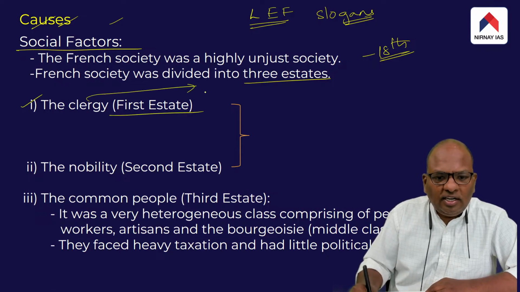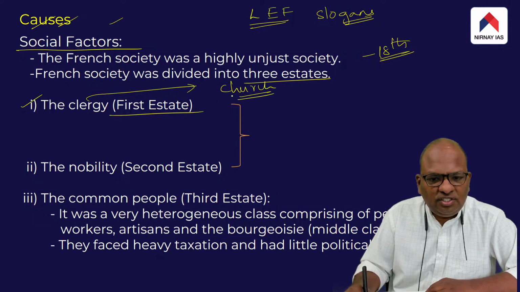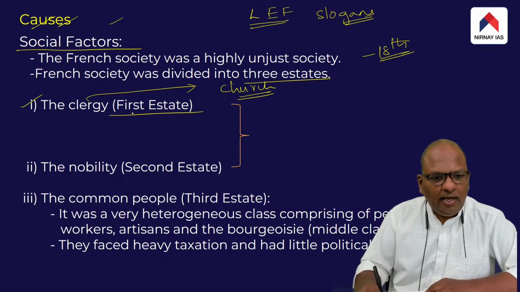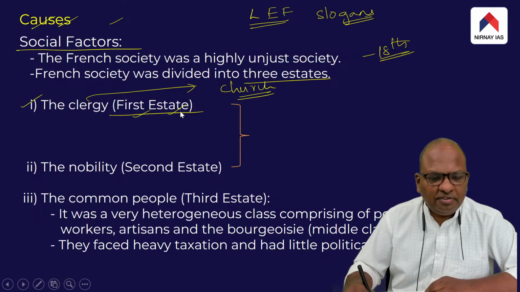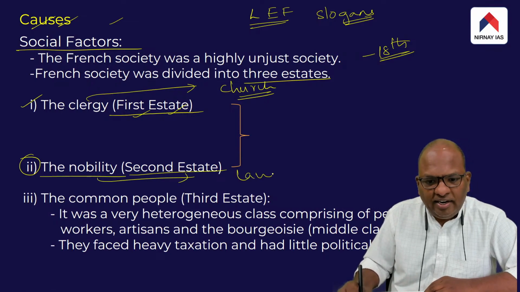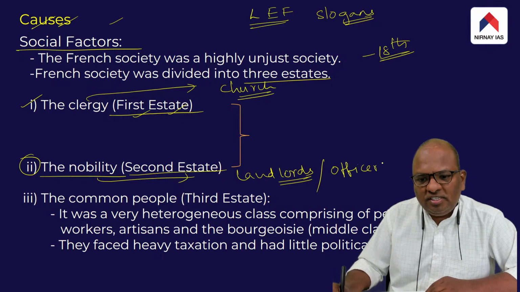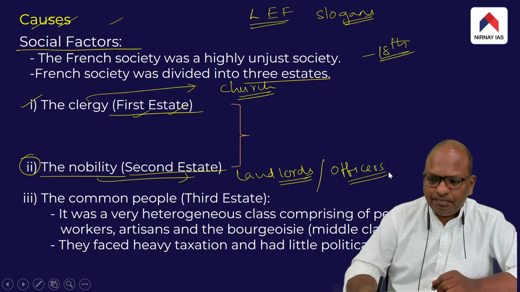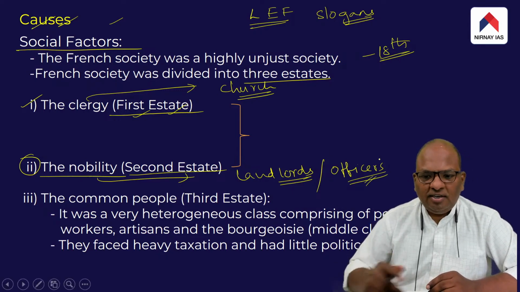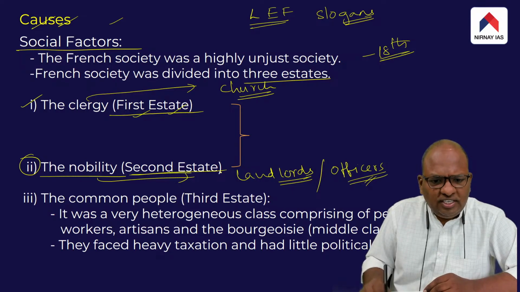Clergy meaning the members of the church, the people associated with the church, were regarded as the members of the first estate. The second estate comprised the nobility. Nobility are basically the large landlords, and also the officers and ministers working in the administration. That is, they were part and parcel of that monarchic administrative system.